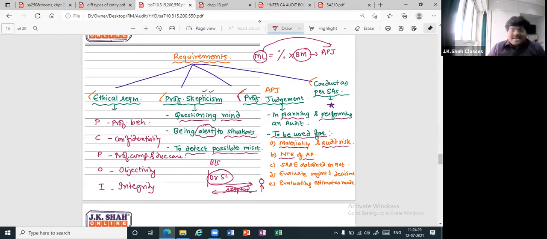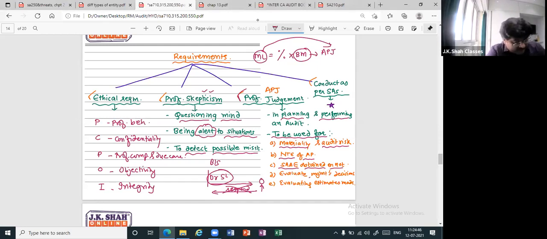So ultimately, can I say the audit evidence which you have obtained? Exactly. Ultimately I will have to make a judgment whether it is sufficient or not, whether it is appropriate or not. So next, whether the audit evidence obtained is sufficient and appropriate or not.